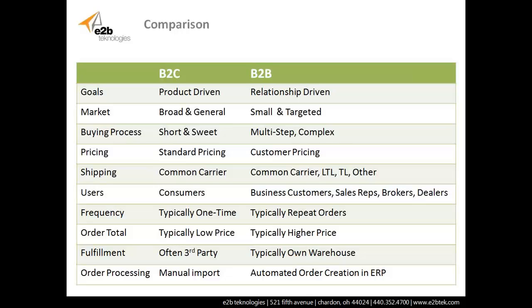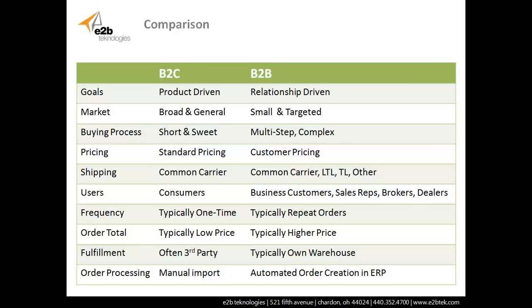In a B2B environment, I might have worked really, really hard to get that initial sale, and then my customers are coming back to that storefront for repeat orders or to see what else I have to offer. So in a lot of cases, it's a very, very complex sales process. Pricing in B2C, I might get some price breaks, but it's pretty much standard pricing. B2B, I have customer-specific pricing. Shipping's different. The users are different. The frequency and the order totals are different.